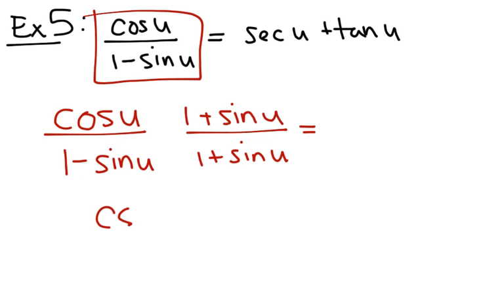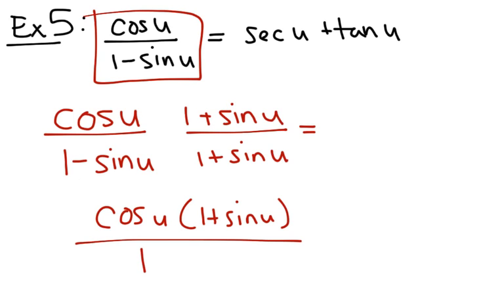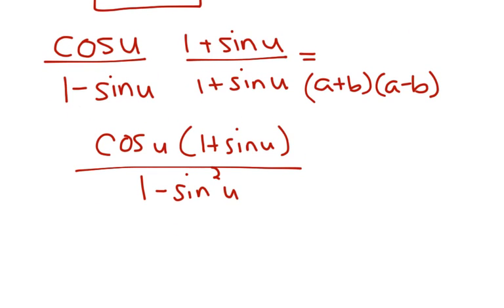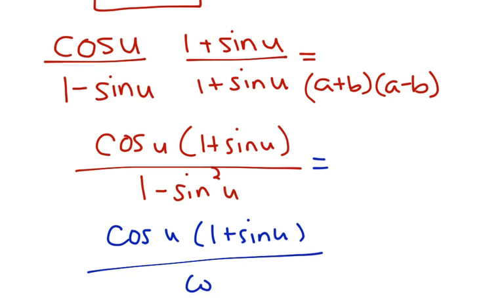Okay, so now the numerator is going to become cosine u times 1 plus sine u all over 1 minus sine squared u, because if you remember from the previous problem, this is just in the form a plus b, a minus b. Now, I'm going to rewrite the denominator as cosine squared u.